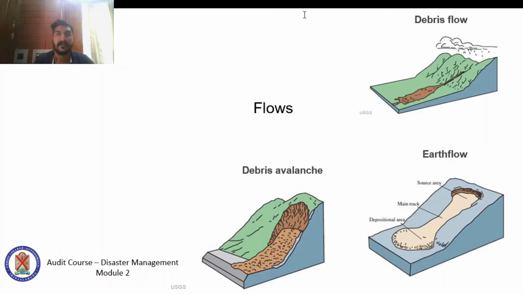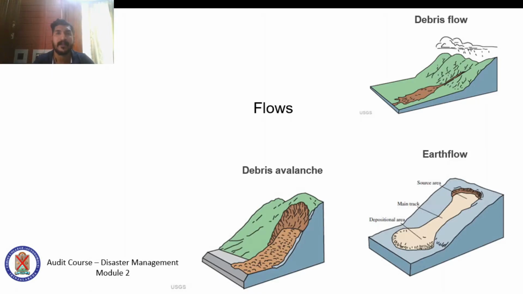There are different types of flow that differ from one another in some fundamental ways. The first one is a debris flow. It is a form of rapid mass movement in which the combination of loose soil, organic matter, rock, air, and water all mobilize as a slurry that will flow downslope.